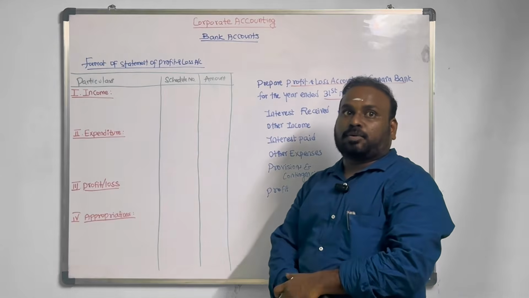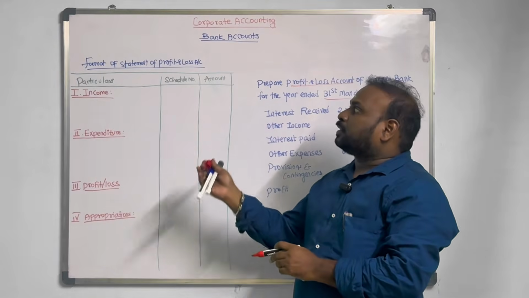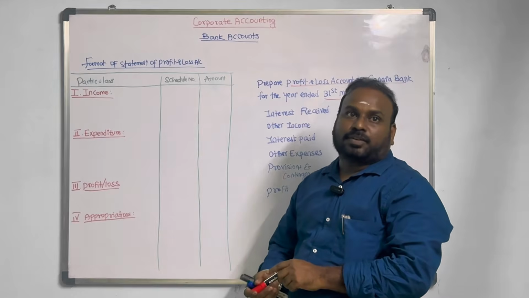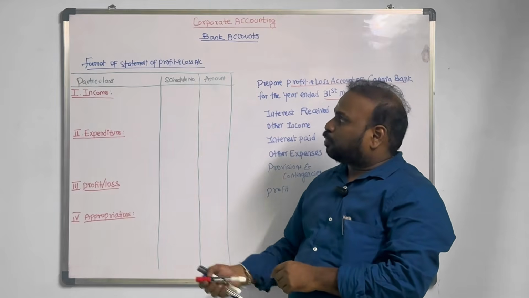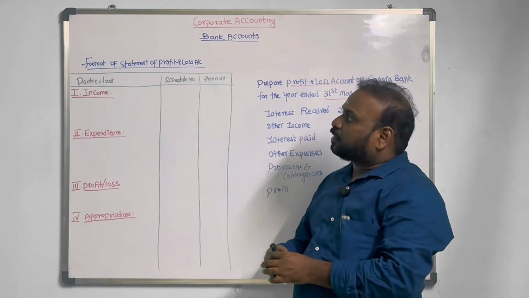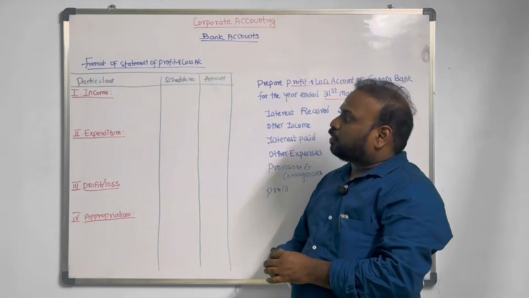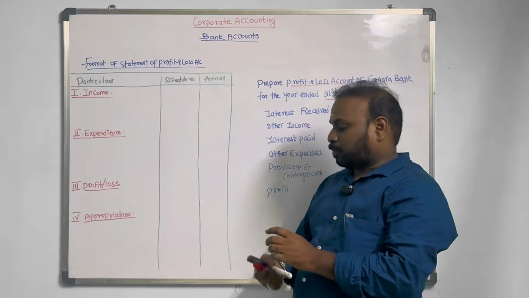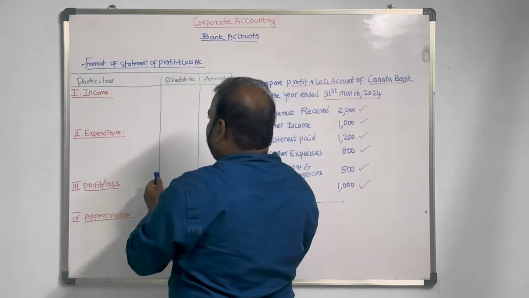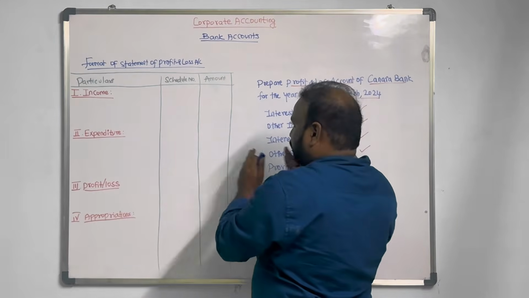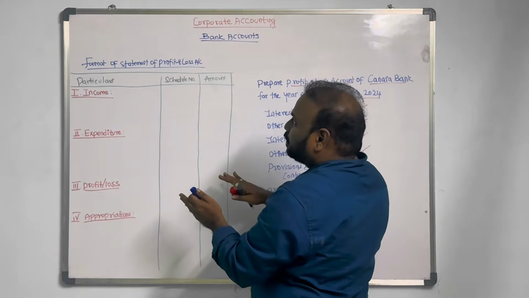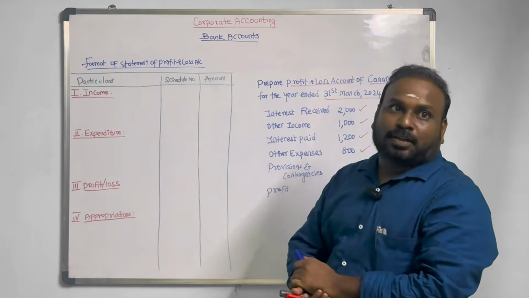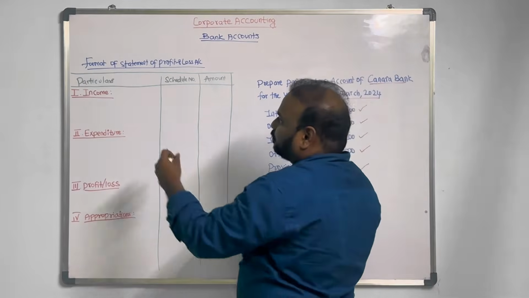Before entering into the problem, I am just writing the format of the statement of profit and loss account. It has 4 headings. The first one is income, second one is expenditure, third one is profit or loss, fourth one is appropriation. First I write the format, then I substitute the values into the format.